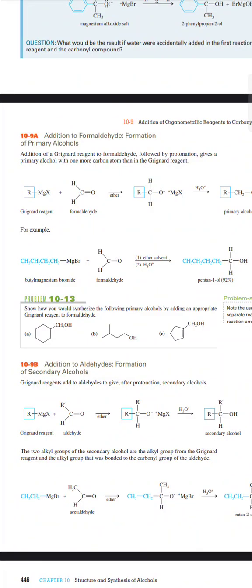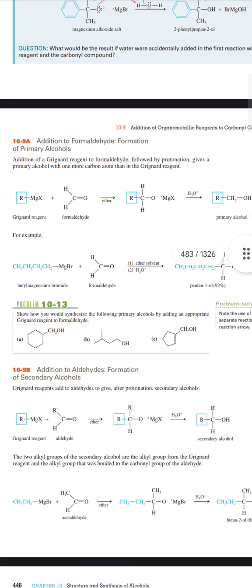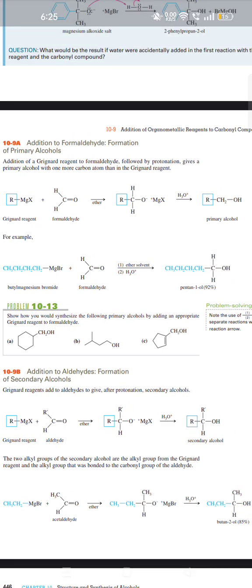Alcohols Part 5. In this part we will discuss the addition to formaldehyde, formation of primary alcohols. Addition of a Grignard reagent to formaldehyde followed by protonation gives a primary alcohol with one more carbon atom than the Grignard reagent. So there is a reaction given over here. In this we use our Grignard reagent with formaldehyde. First an alkoxide ion is formed, and on hydrolysis it gives our primary alcohol.